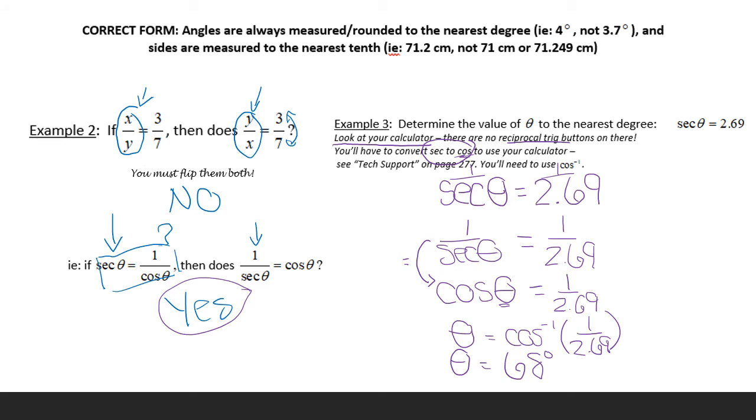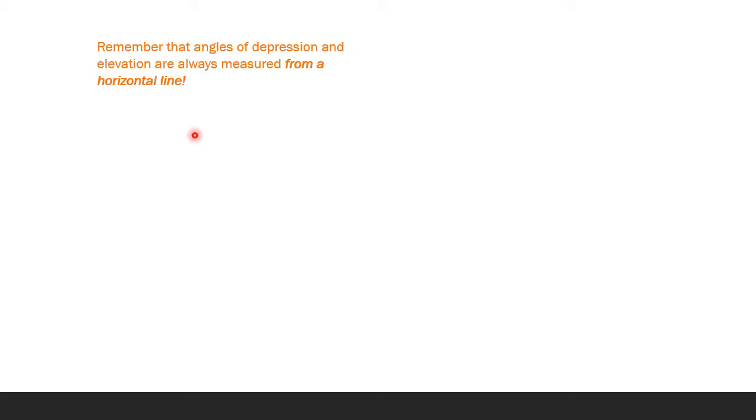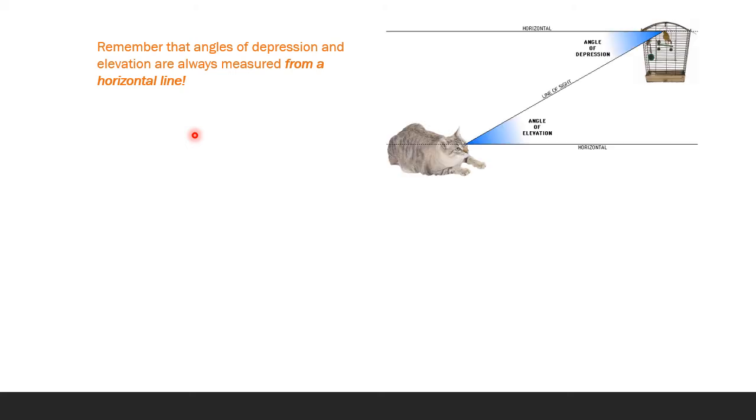Okay, next page. Remember that angles of depression and elevation are always measured from a horizontal line. That's from grade 10, but I'm going to review that here. The angle of depression here, and the angle of elevation is here. The angle of elevation is when you look at a horizontal line, here's horizontal, and going up from there is the angle of elevation.